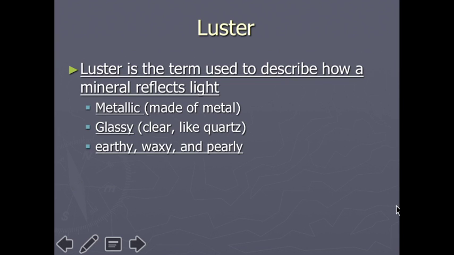And then you have luster. Luster describes how shiny it is, essentially, how much it reflects light. So if it's metallic, then it's usually going to be made of some type of metal, whereas if it has a glassy luster, then it's going to be more of a clear mineral like quartz.